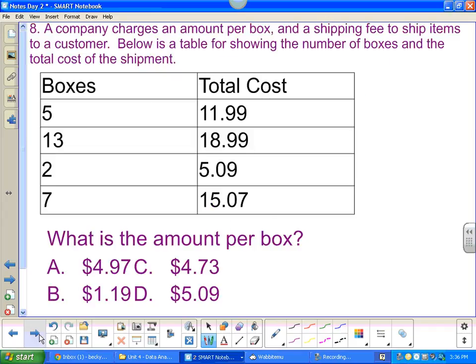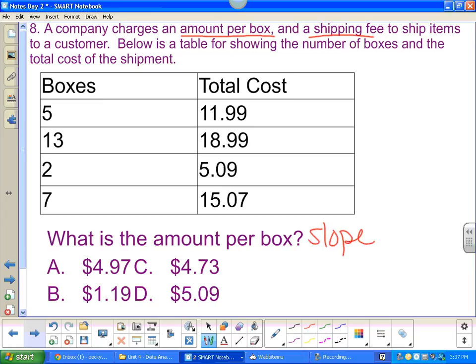A company charges an amount per box and a shipping fee to ship items to a customer. Below is a table showing the number of boxes and the total cost of each shipment. What is the amount per box? Okay, so this is kind of like the other one. We have an amount per box and then we have a flat shipping fee. So the amount per box is going to be the slope.